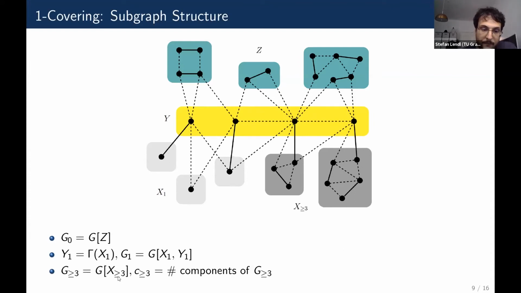And then G greater or equal than 3 is the graph on the dark gray components, the factor critical components with at least 3 vertices, and C greater or equal 3 is the number of such components. So in this case, we have 2 such big X components.